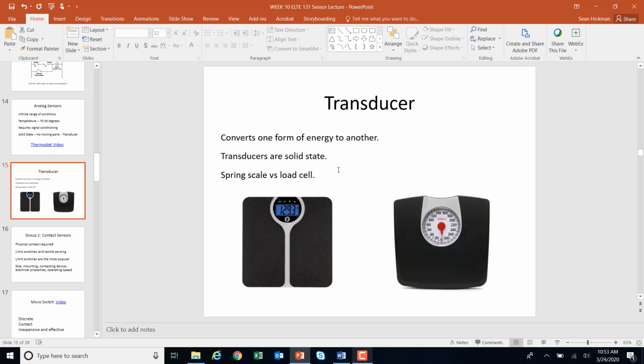Okay, so you saw the thermostat. It's a mixture of analog, but it also has a discrete relay in there, a digital relay that switches. So it's a combination. We talked a minute ago about a transducer. A transducer converts one form of energy into another. In the sensors, we need to convert it into electrical so that the signal can be conditioned and give us a value. Transducers are solid state.